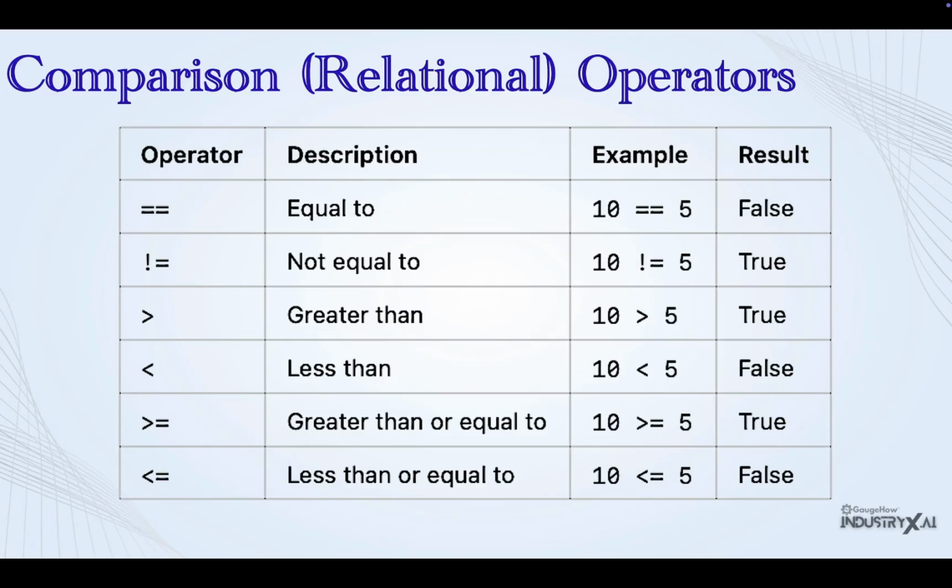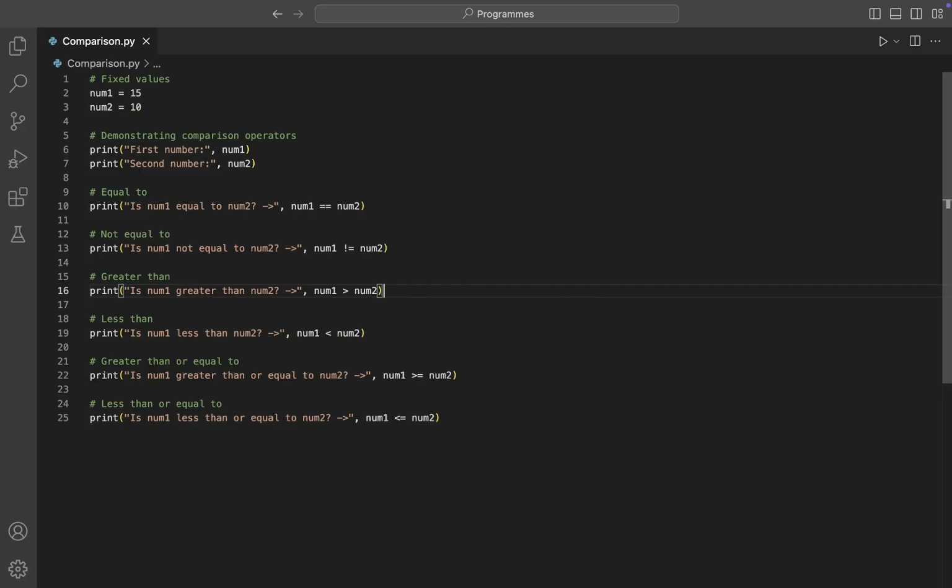We will go to VS Code to again understand the use of comparison operators. As you can see in the example, we have provided fixed values, num1 15, num2 10. We have printed both the first and second number. Now the first operator is the equal to operator. We have used the operator num1 equal num2. Here 15 equal 10, the answer is no, so we will get the output false.